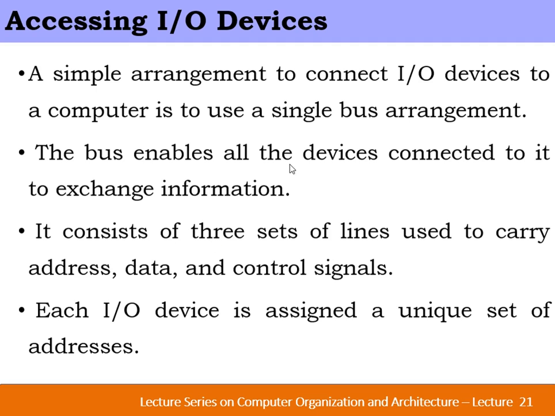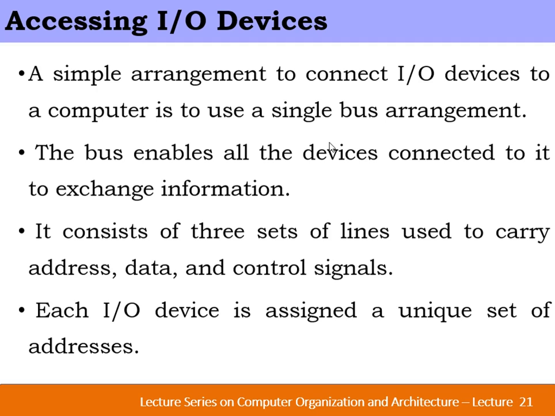Now a simple arrangement to connect an IO device to a computer is to make use of a single bus arrangement. We have already discussed in module number 1 what a bus is. A bus is a group of lines or set of wires that are used to connect the basic functional units of the computer system, normally the processor, memory, and IO devices. The control unit, arithmetic logic unit, all these units can be connected with the help of the bus.